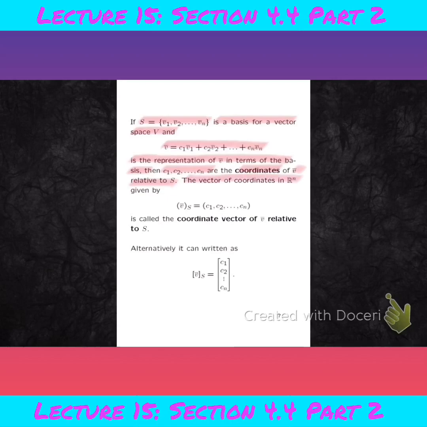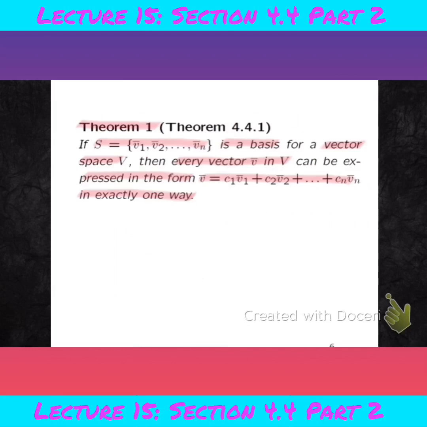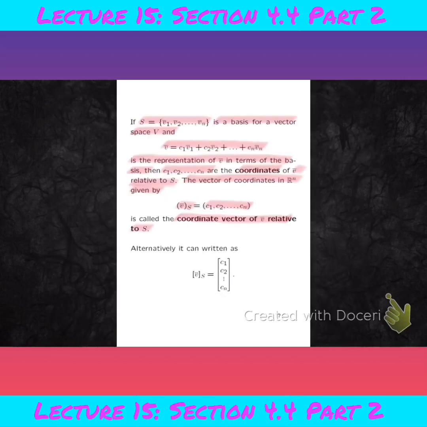So these coordinates in Rn are called the coordinate vector of v relative to S. So basically, if you go back here, you represent v as a linear combination, and then you read these values off and place them in a coordinate vector, and that's the coordinate vector of v relative to S. Now, alternatively, you can also write it as a column vector, but that also depends on the textbook. Some textbooks generally go for the column vector representation. But it doesn't matter as long as you can interpret what they mean with it.